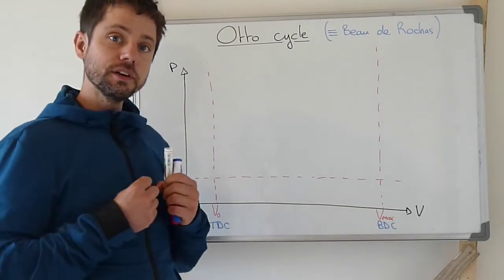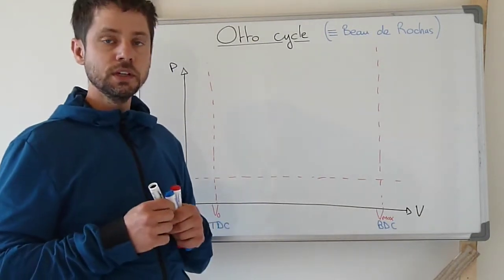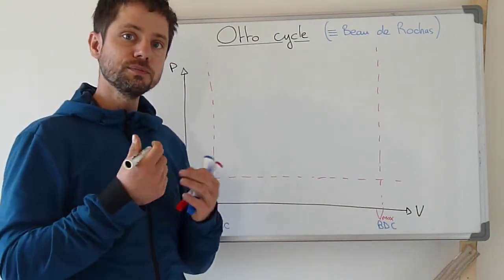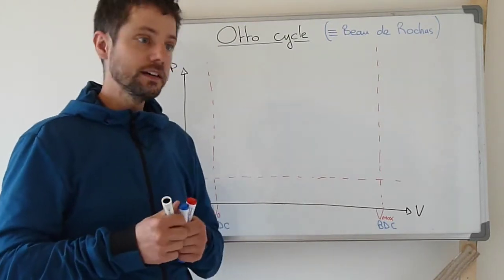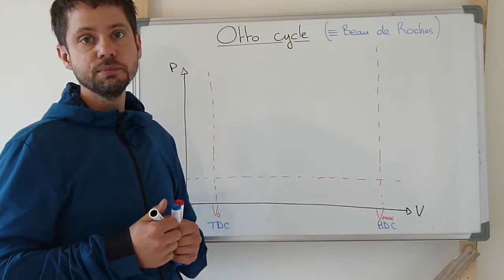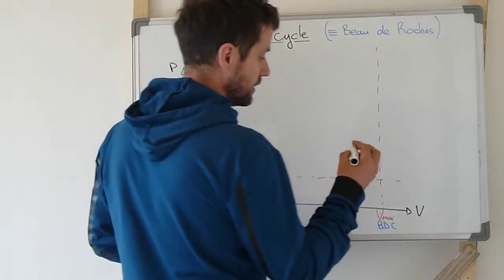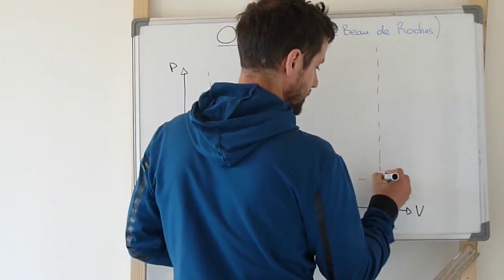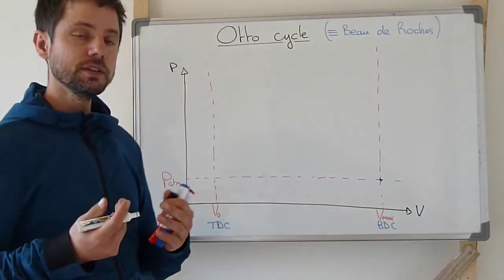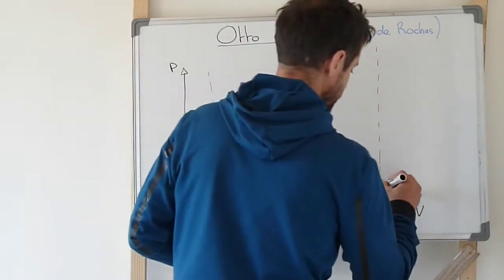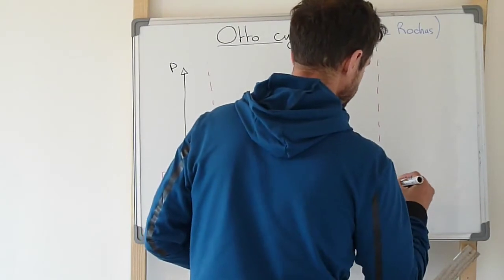We don't have the admission anymore, so we'll start with the first point that we will write as point 1 at the end of the admission. So at the bottom dead center, maximum volume and admission temperature corresponding to the atmospheric temperature. That would be point 1.